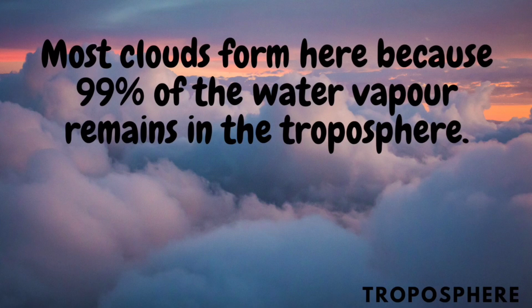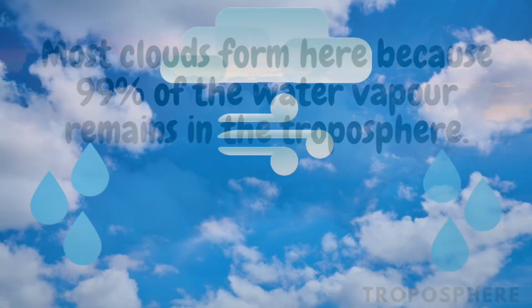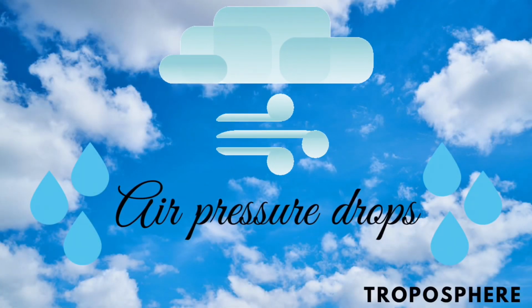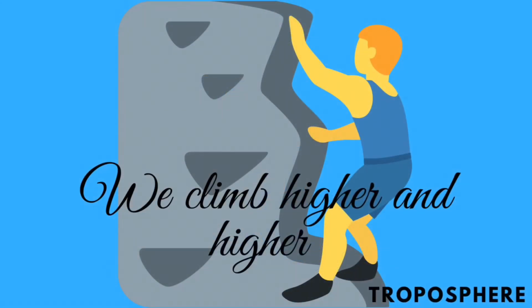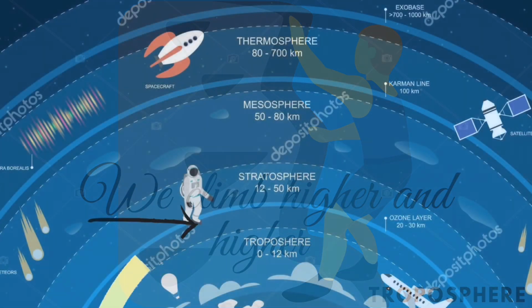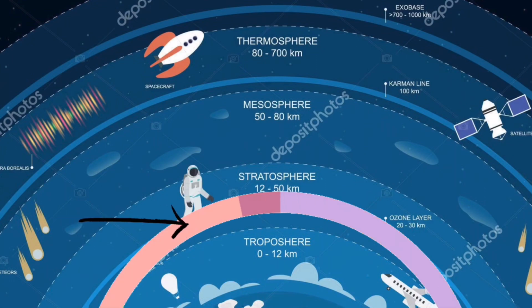And most clouds form here because 99% of the water vapor remains in the troposphere, and air pressure drops and temperature gets colder as we climb higher and higher. And the tropopause is the boundary between the troposphere and the next layer.